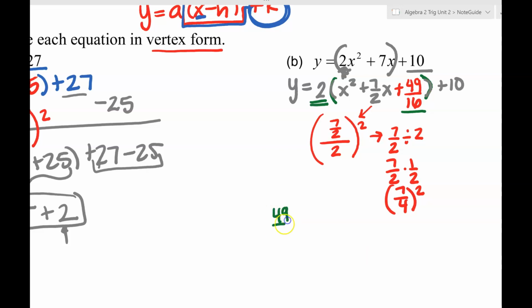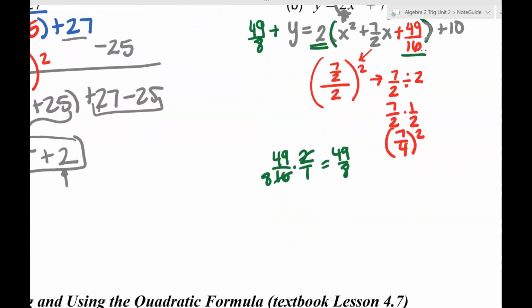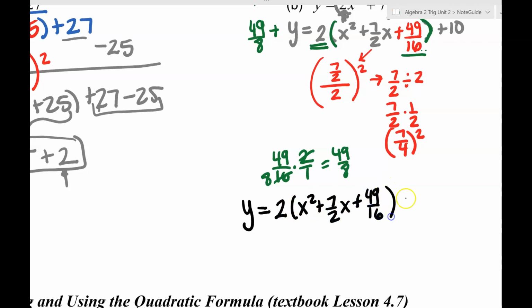If I take 49 over 16 and I times it by 2, I get 49 over 8. So this is really worth 49 over 8. So to even that out, I will add 49 over 8 to the other side. Or if you caught on to what we were doing before without doing the extra step, but doing the extra step is fine. We have 2x squared plus 7 over 2 x plus 49 over 16 plus 10, and then we should have minus 49 over 8.